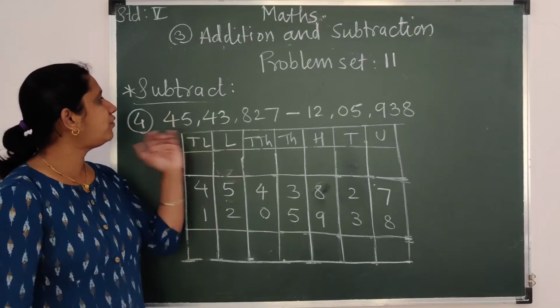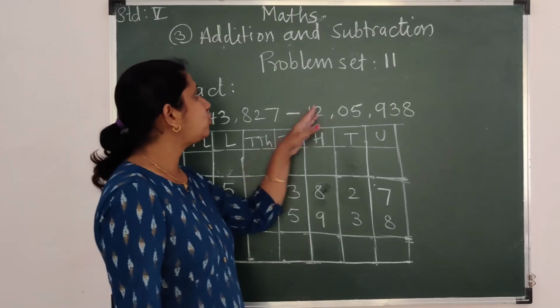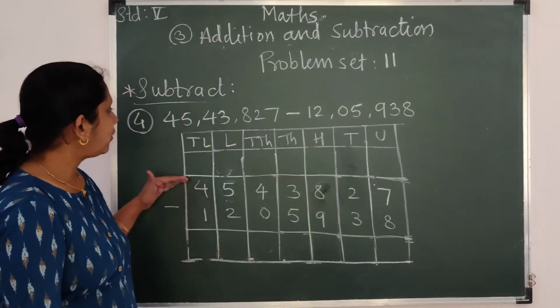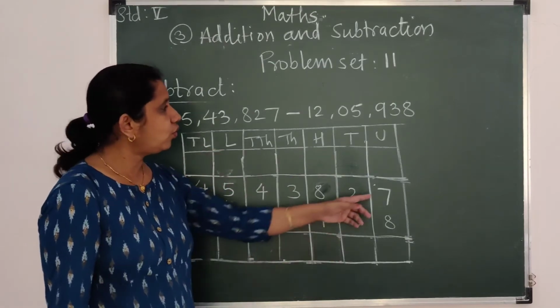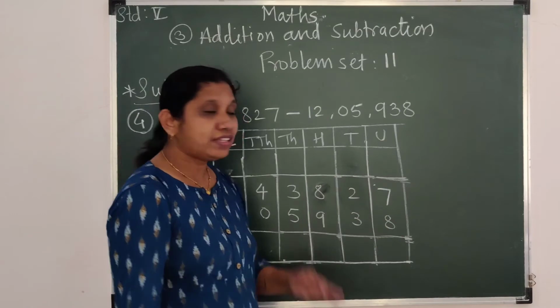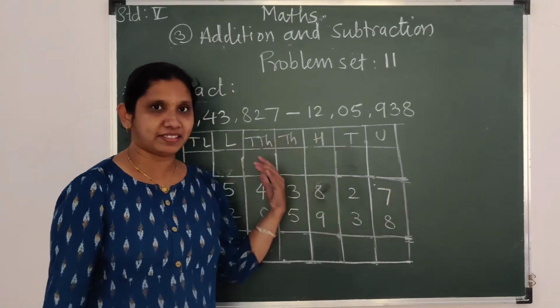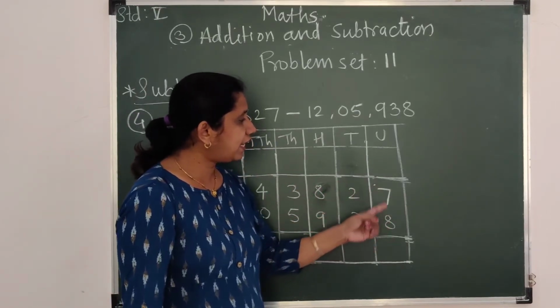Students, see the fourth example. Numbers are given: 45,43,827 minus 12,05,938. Okay, I have already written these numbers in this table. So, in the subtraction, children always subtract from the units place. Now we have to subtract on the units place 8 from 7.